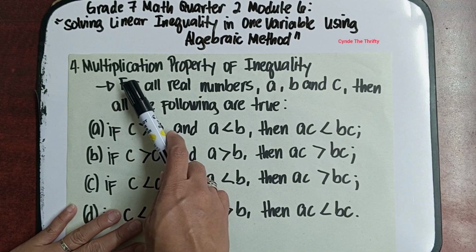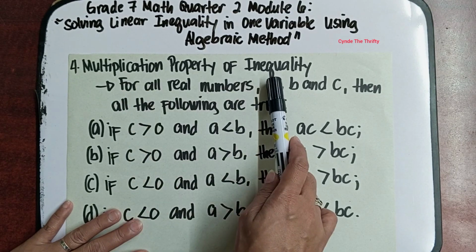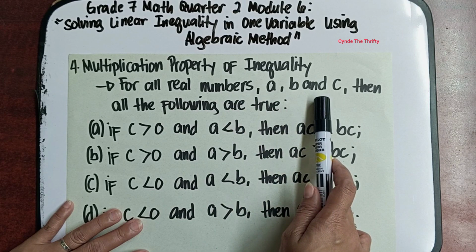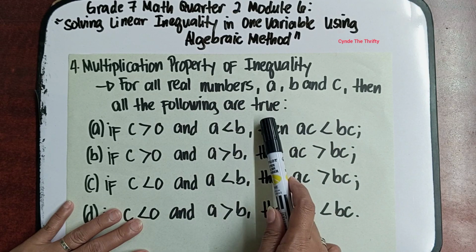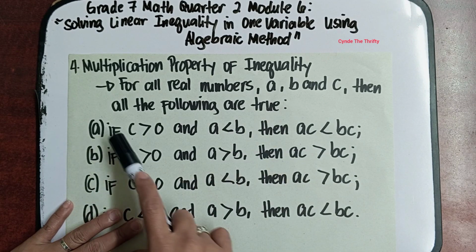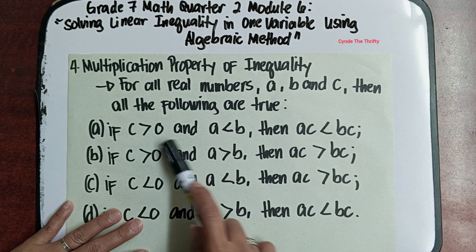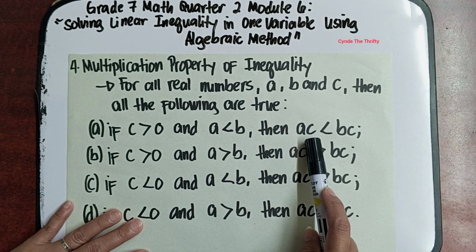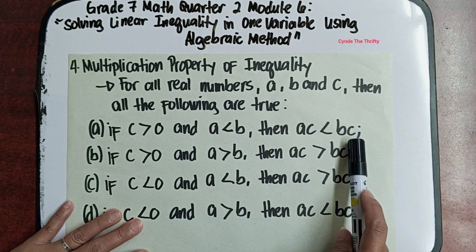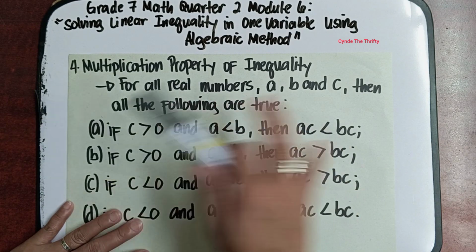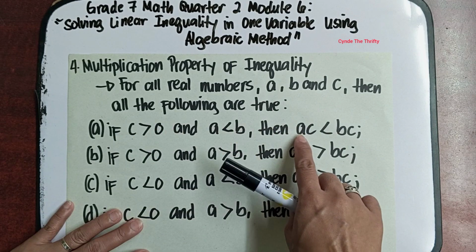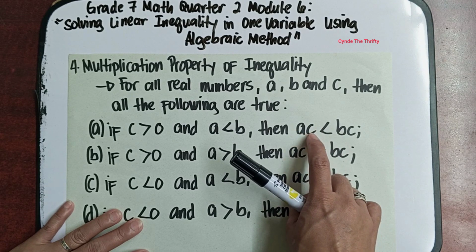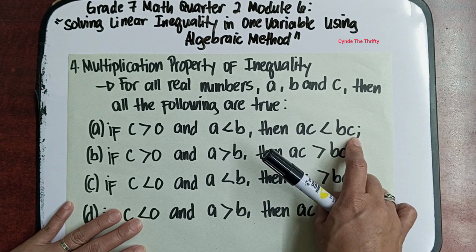Last property of inequality is multiplication property of inequality. For all real numbers A, B, and C, then all the following are true. Okay, so A. If C is greater than 0 and A is less than B, then A multiplied by C is less than B multiplied by C. Okay, so ang addition is nag-add tayo both sides. Sa multiplication naman is i-multiply natin both sides sa parehong number. Gaya nito. So si A minultiply natin kay C at si B minultiply natin kay C.